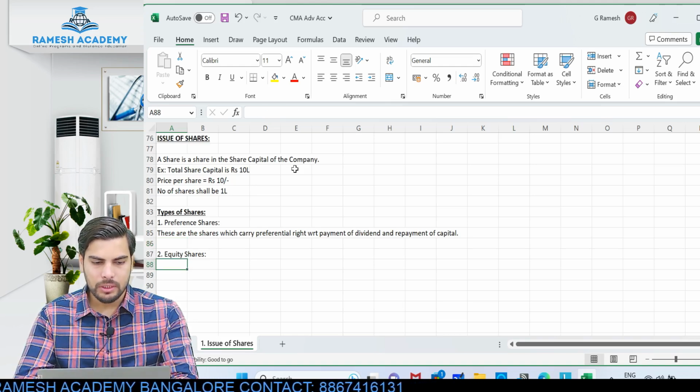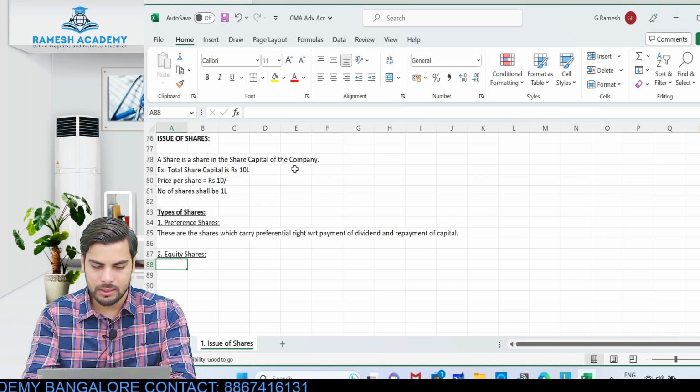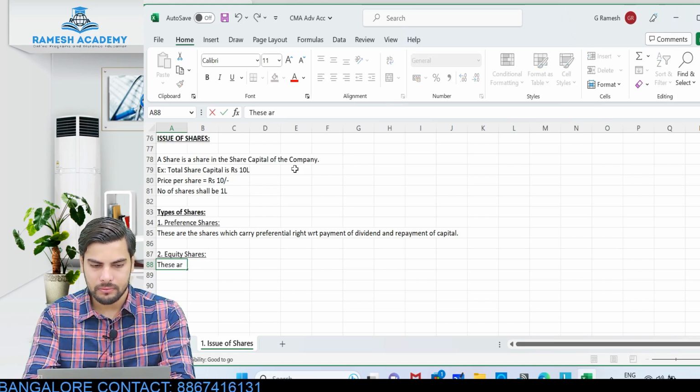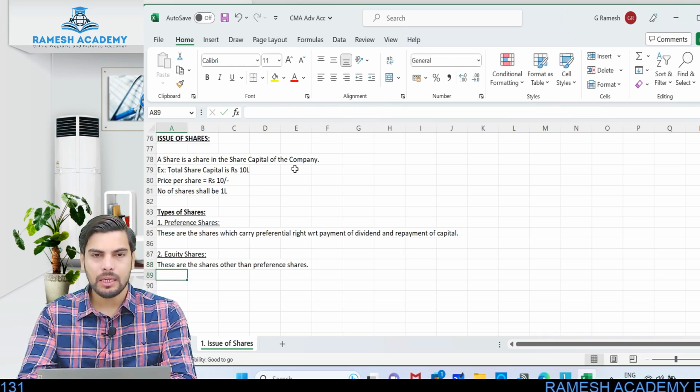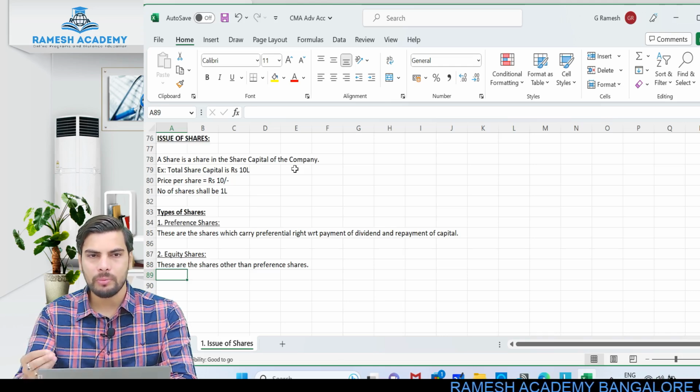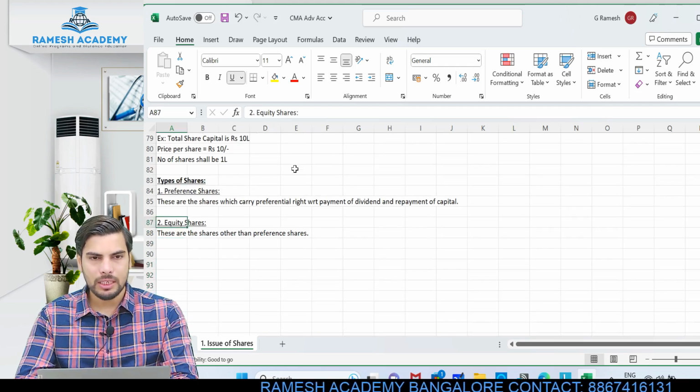So what are these equity shares? Equity shares are nothing but the shares other than preference shares. Any shares other than preference shares would be treated as equity shares. What I mean to say is these shareholders will not have any preference with respect to payment of capital and payment of dividend. Clear? Basically we will not give any preference to these equity shareholders.